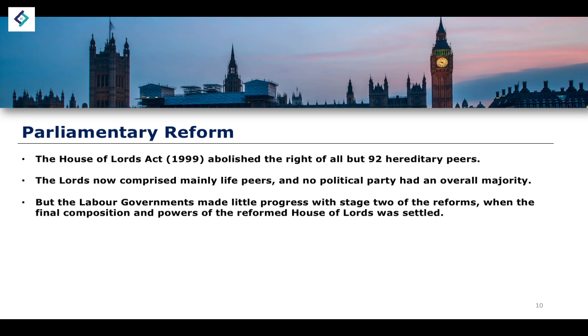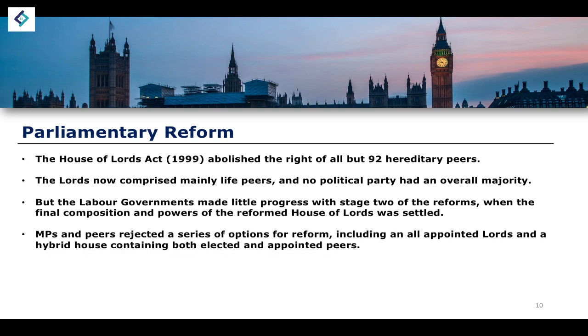As well as this, the Labour government made little progress with stage 2 of the reforms that were suggested, which is the idea of the final composition and powers of a reformed House of Lords. So the idea of a more reformed House of Lords that goes beyond just removing the hereditary peers, but potentially even goes to an elected body.